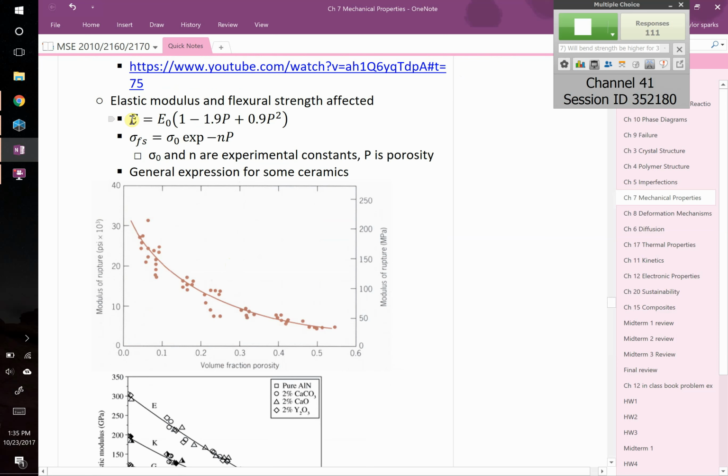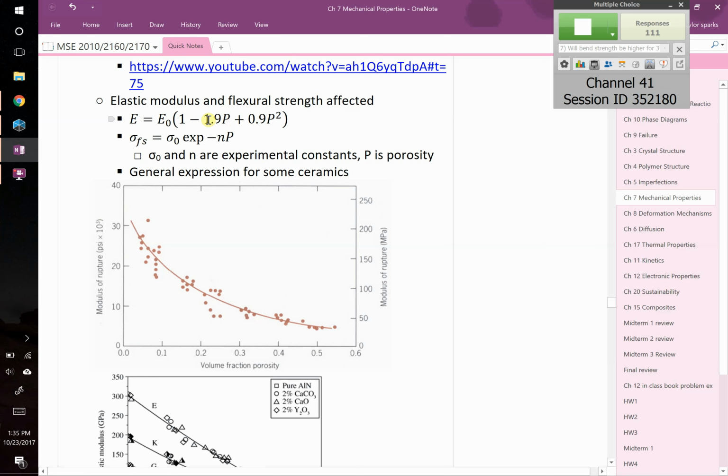The modulus that you will observe is equal to the modulus of the fully dense material multiplied by this factor that has P in it, where P is your porosity, right? So that's going to be percent porosity. So if you have 10% porosity, you might plug in 0.1 actually. I'll have to double check that. Okay? Same thing with your flexural strength.